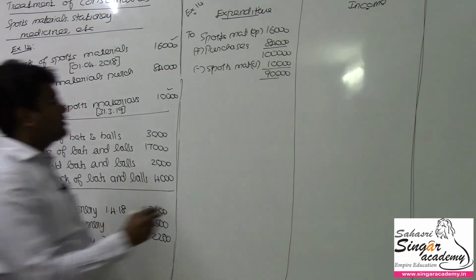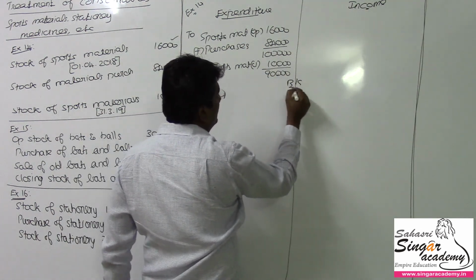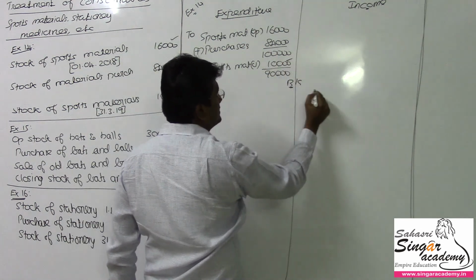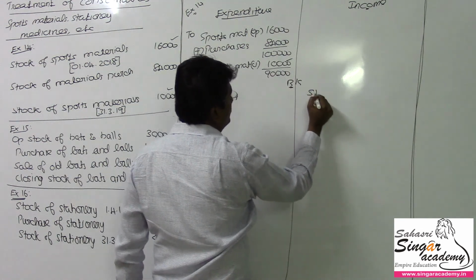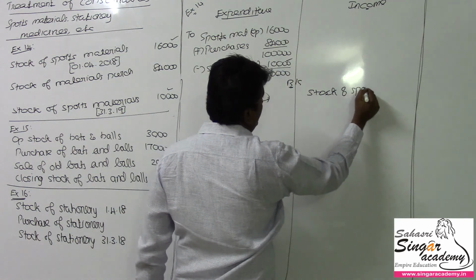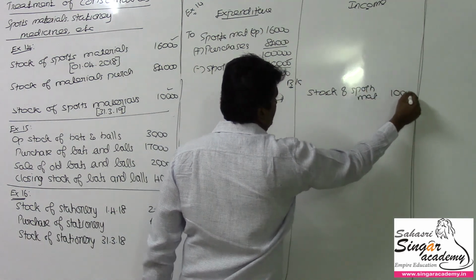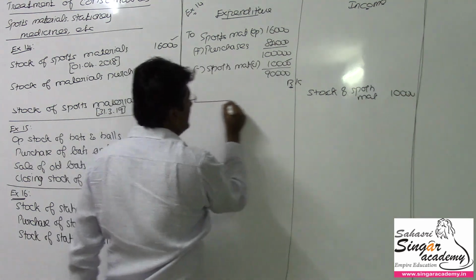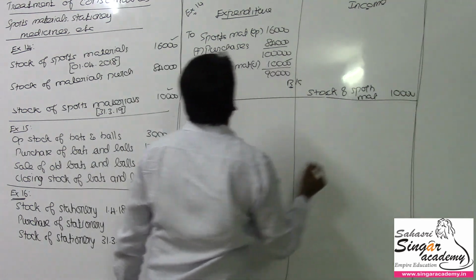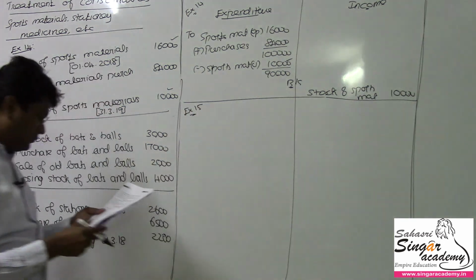Okay, balance sheet எப்படி appear ஆகும்? This will be in the expenditure side. In balance sheet, the closing stock will appear in the asset side. Okay, stock of sports material, right, value being 10,000. That's all. Exercise number 14 is over.